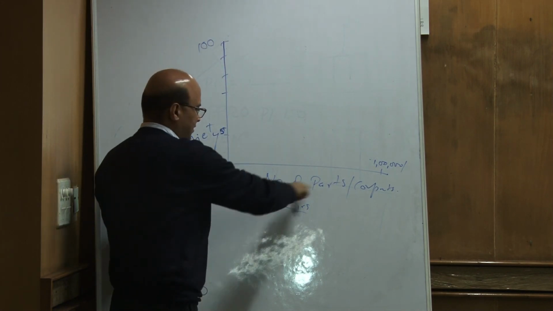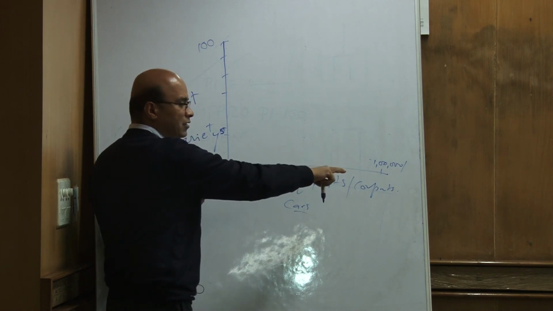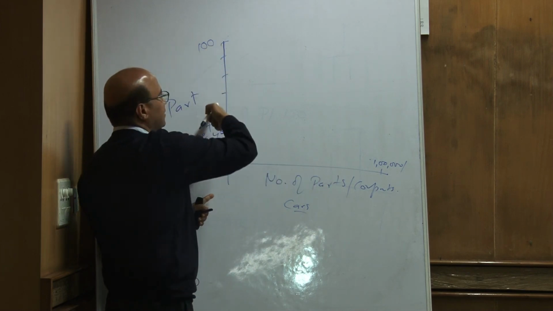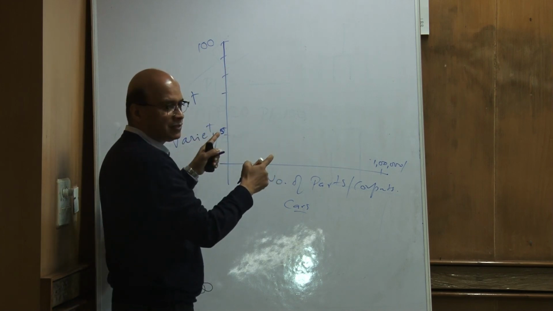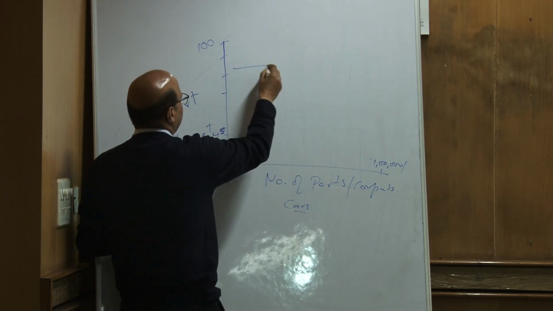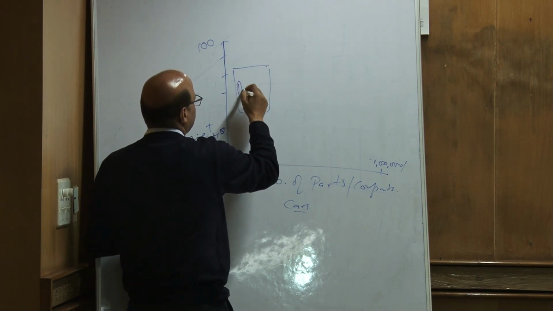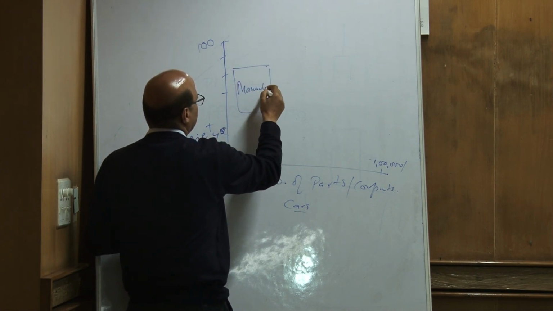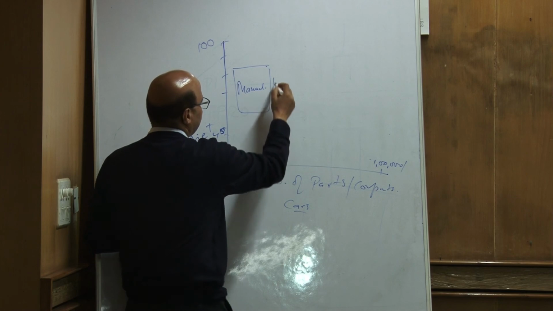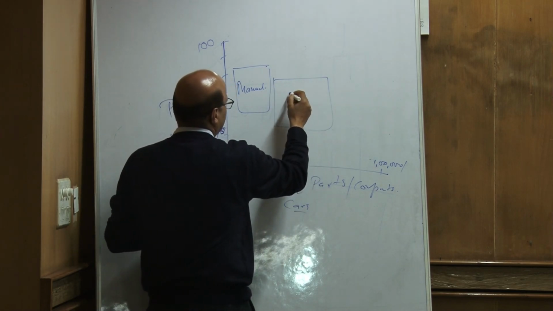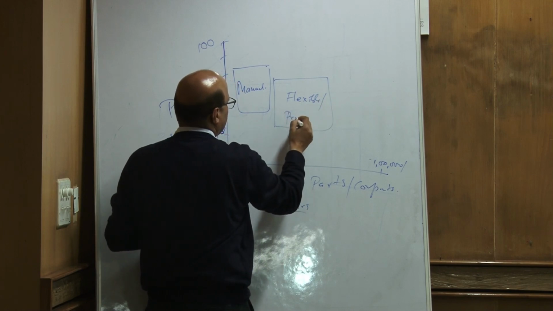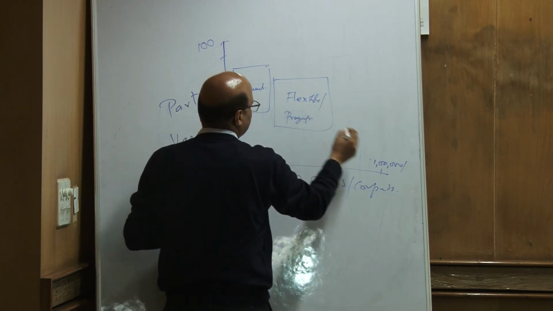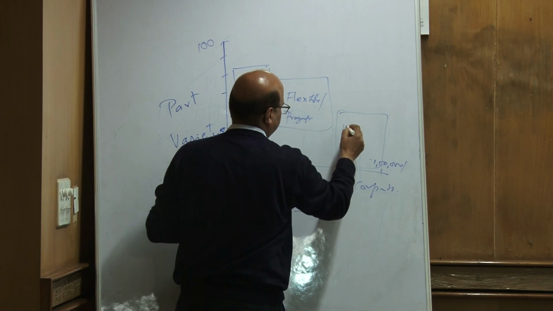So one axis is the number of parts and components, and the other axis is the variety and the number of those it is producing. Based on this, you can classify the industries based on what kind of industry they are. This is manual basically. So manual is here, flexible is here, flexible or what we call programmable, and this is hard automation.